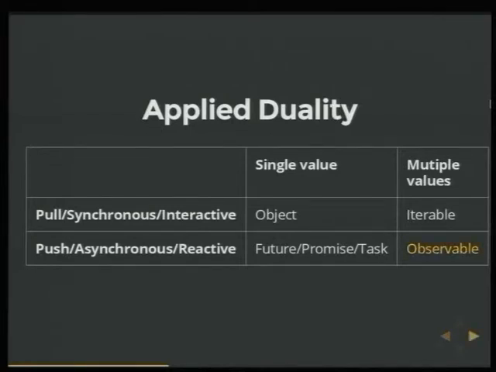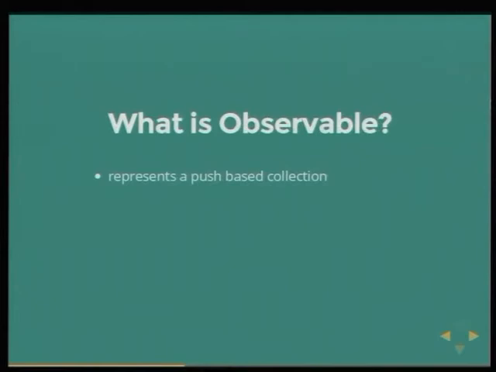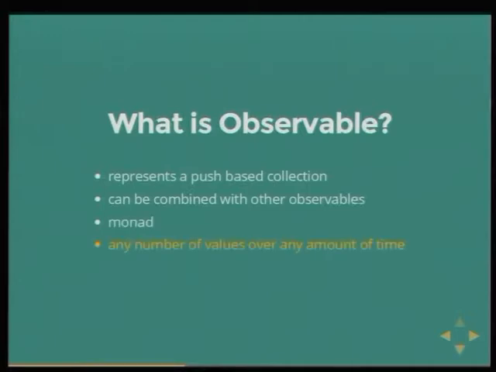So let's look into the observable. So what is an observable? It represents push-based collections. Yeah, it's not a very useful definition. It can be combined with other observables. It doesn't say much either. It's a monad. We tackled that. I like this definition: it's any number of values over any amount of time. It's quite intuitive. And I like this thing. So you can imagine it as a stream of events, some data.